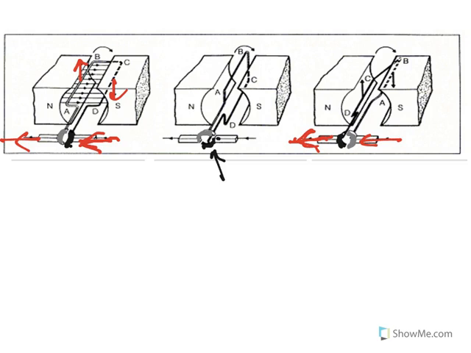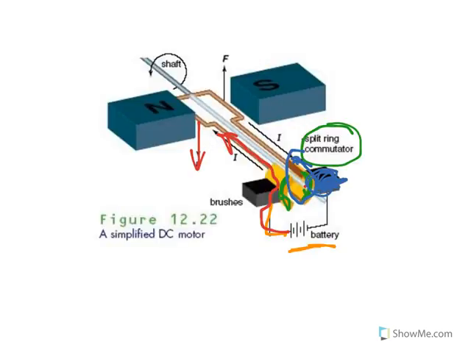So instead of, like over here, side AB, the force was up. Now here's side AB there, and then a little bit of momentum takes it over. There's side AB, and now the force on side AB is down, and it continues to rotate. So the thing that does it is what's called the split ring commutator.